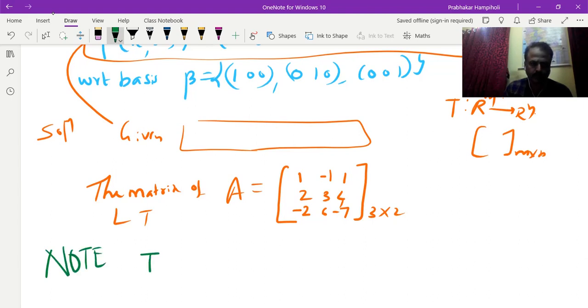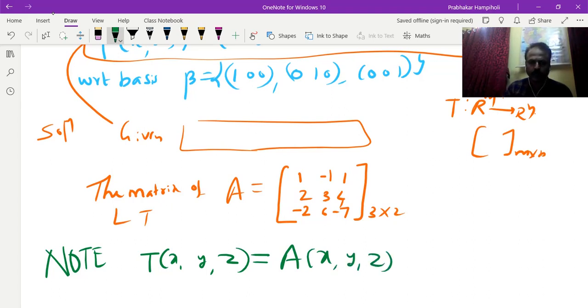T of x, y, z, whatever the effect comes, also has A of x, y, z. That is, if you operate again here x, y, z, then x minus y plus z will only come. Okay. And if you take T of x, y, z also, the same effect will come. As long as operators are concerned, instead of calling it a matrix, now onwards a new view to it.